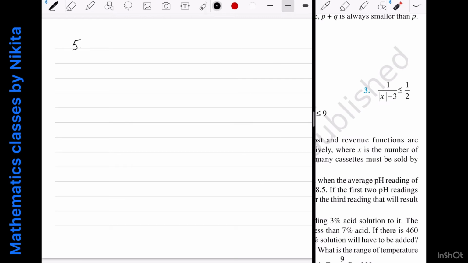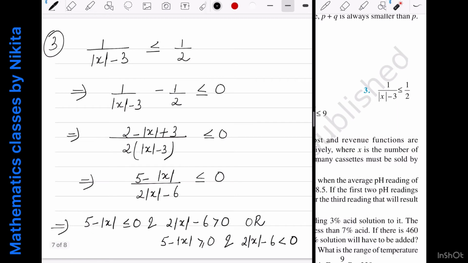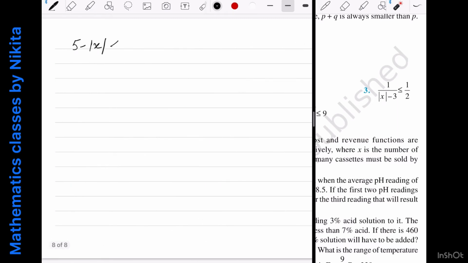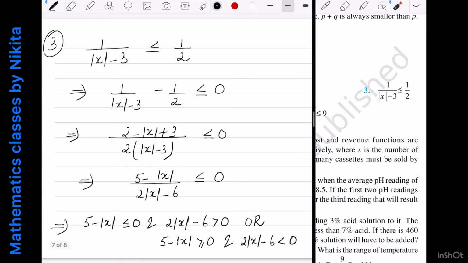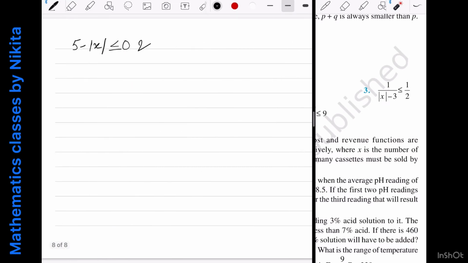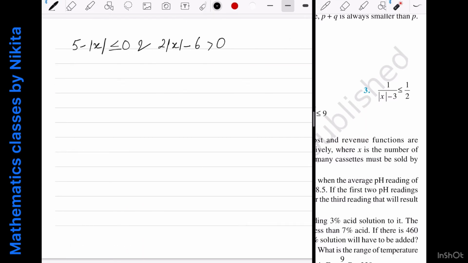So 5 minus mod x less than or equal to 0 and 2 mod x minus 6 greater than 0. From here, this implies that mod of x is greater or equal to 5 and mod of x is greater than 3.